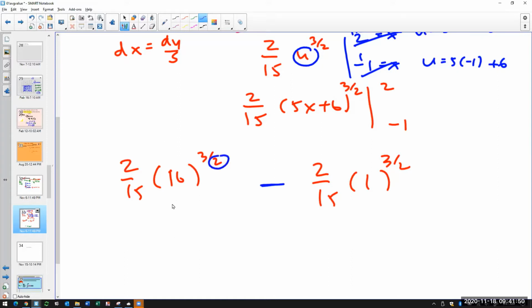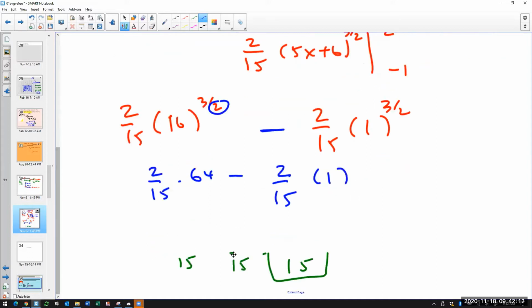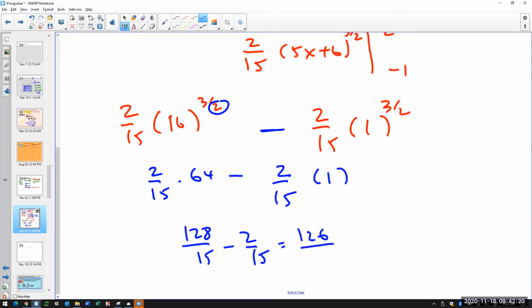I'm going to root this number first, so the root of 16 is 4, raise 4 to the 3rd power, that's 64. So I have 2 over 15 times 64. 1 raised to any power is 1. So 2 over 15 times 1, okay? And so what do I get here? 64 times 2 is 128 over 15 minus 2 over 15, so I get 126 over 15. Okay, any questions about how to do that? You guys got the same thing? Okay. All right, so that's a little bit of review.